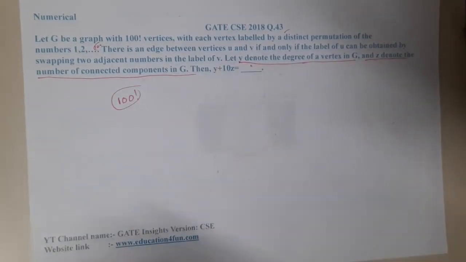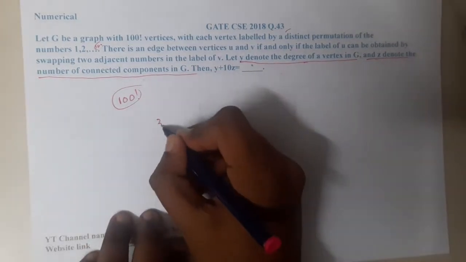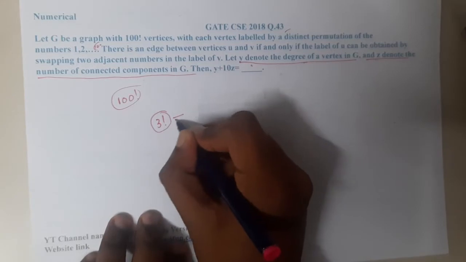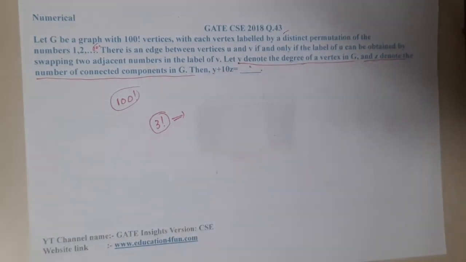So instead, can we draw for 100 factorial? Can you solve the problem? The answer is no. So let us try for 3 factorial. For 3 factorial, it will be easy, right? Yes. So let us start.